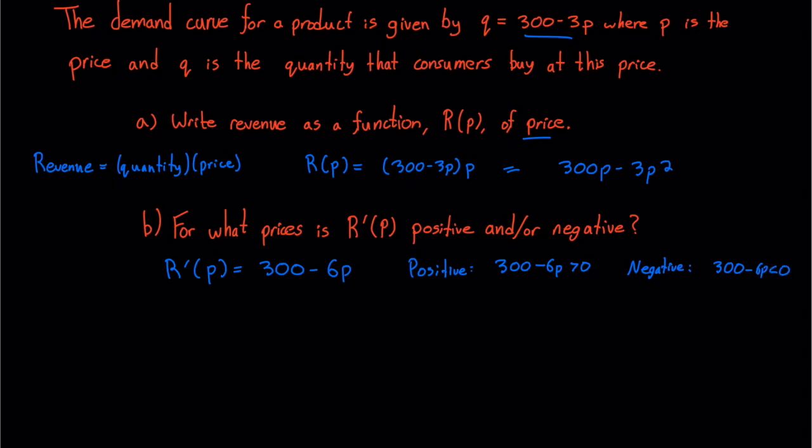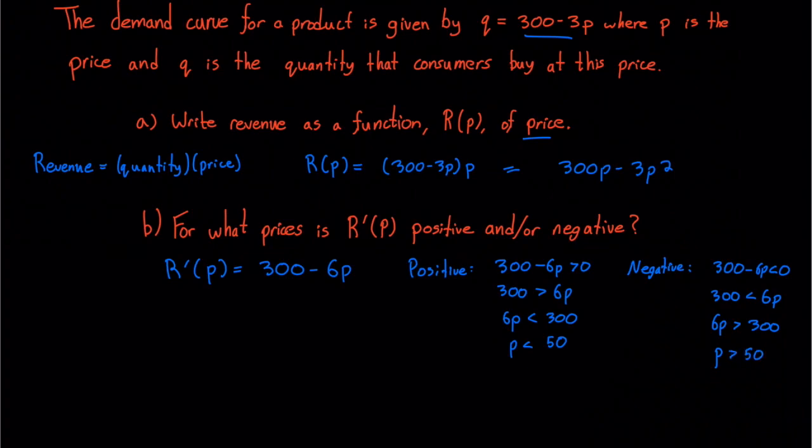And now we're just going to solve for P. But be careful of which way the inequality is facing. So if 300 is greater than 6P, I like to always have the variables on the left side, and that'll flip the inequality, and we'll isolate P to find it's less than 50. Now over here, we have 300 less than 6P. We'll flip it to get the variables on the left side. We'll find P is greater than 50 when it's negative.